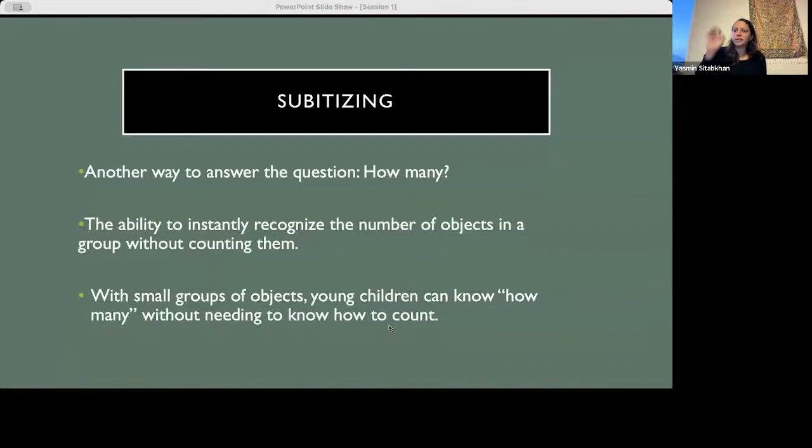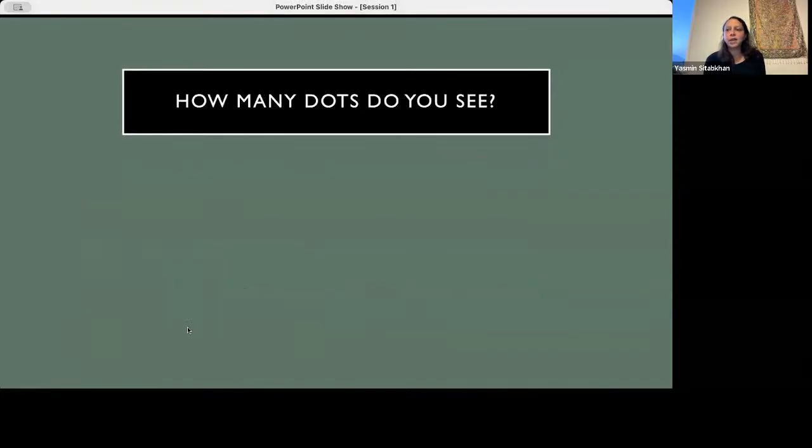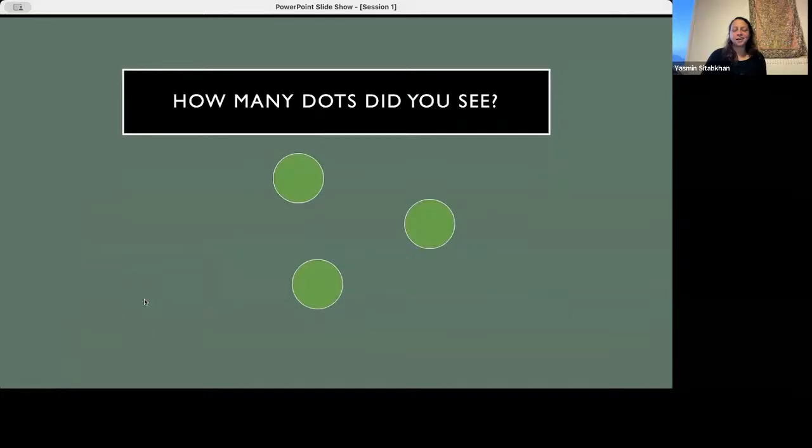I'm going to show you something on the screen, and then I want you to feel free to unmute and just tell me how many you saw. Ready? Everyone's looking at the screen? Okay. Here we go. Okay. How many dots do you see? How many did you see? Three. Three. Everyone? I hear lots of threes. Okay.